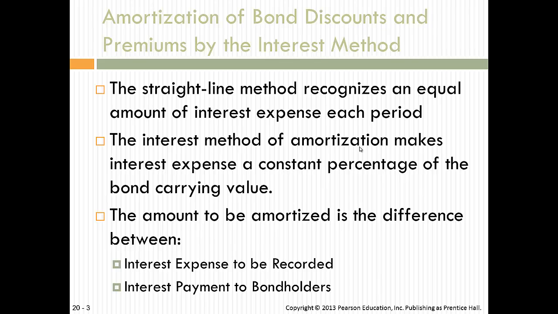Recall in the second learning unit that the interest expense, when using the straight line method, was the same amount each time. The interest method makes the interest expense a different amount each time. It's based on a percentage of the bond carrying value. Since the bond carrying value changes every year due to amortization of the discount or premium, a percentage of that amount will also change every year. The amount to be amortized is the difference between the interest expense and the interest payment. This will be clearer when we look at an amortization schedule.